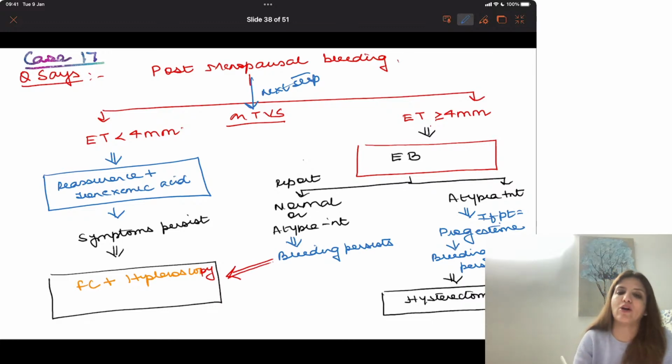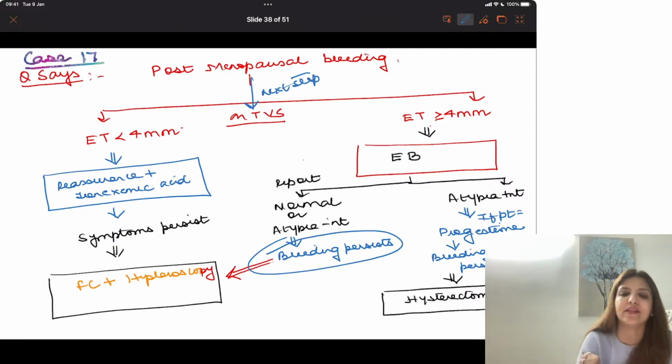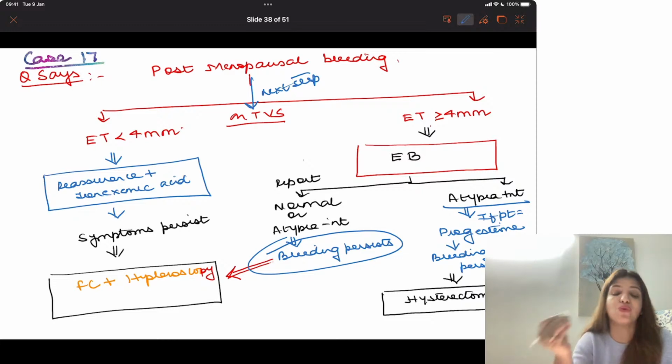If endometrial biopsy report comes out to be normal, or if atypia is absent, but in spite of giving treatment, bleeding is persisting, then again the next step is fractional curettage and hysteroscopy. Right? Now if atypia is present, I told you you have to go for hysterectomy, but if patient refuses, I will have to give her progesterone. And in spite of giving progesterone, in this case her bleeding is persisting.